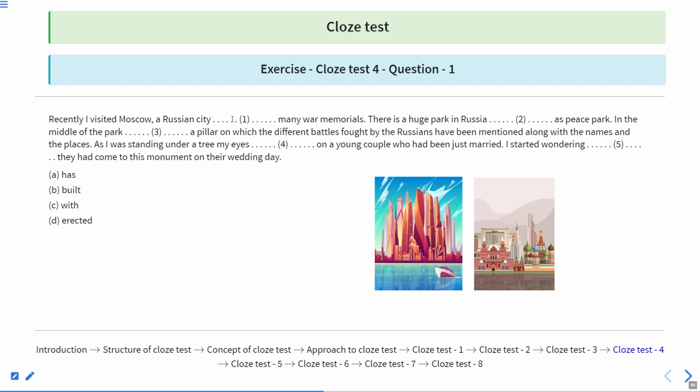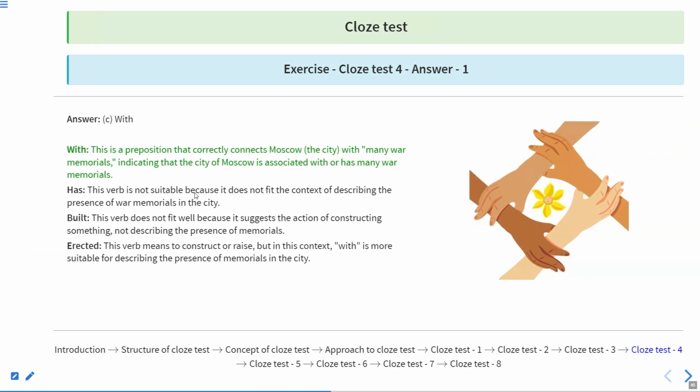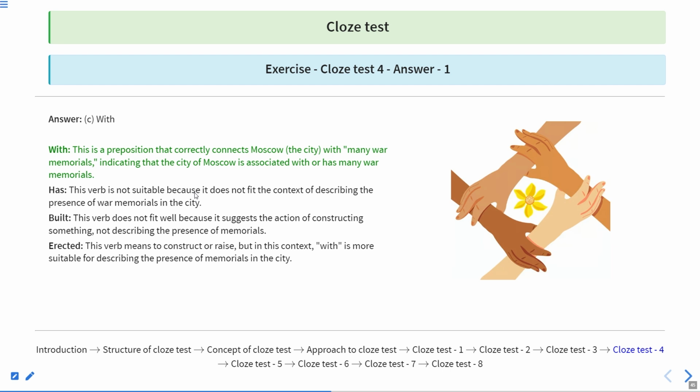So, in place of one, what fits better? Is it has, built, with, or erected? So, correct answer is with. With is a preposition that correctly connects Moscow, the city, with many war memorials, indicating the city of Moscow is associated with or has many war memorials.